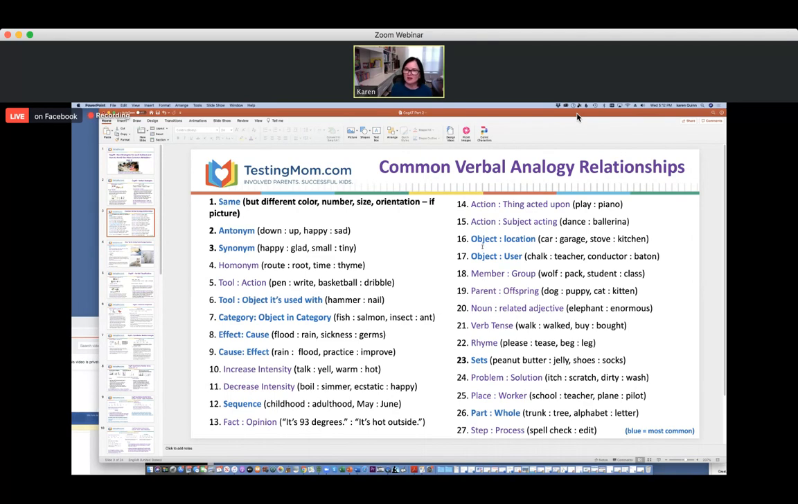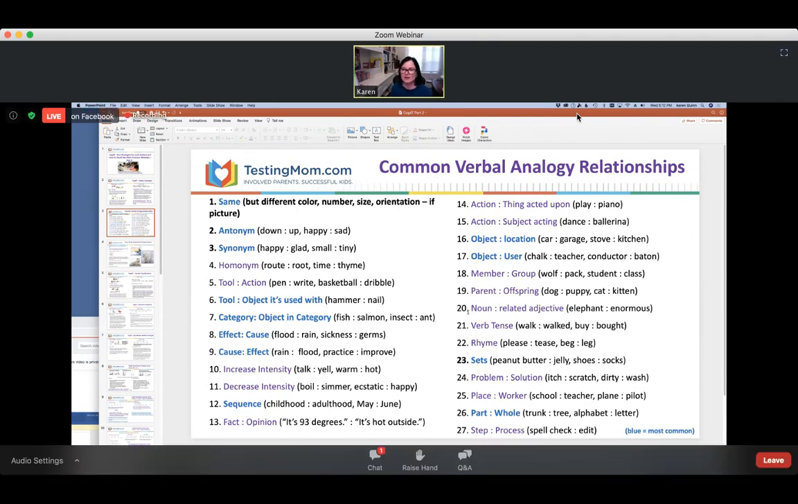So this list of 27 very common relationships are something you may want to take a look at and show your child, because these are the things they can be looking for when they're trying to solve analogies, is these types of relationships. These are the kinds they're going to see when they see verbal analogies.